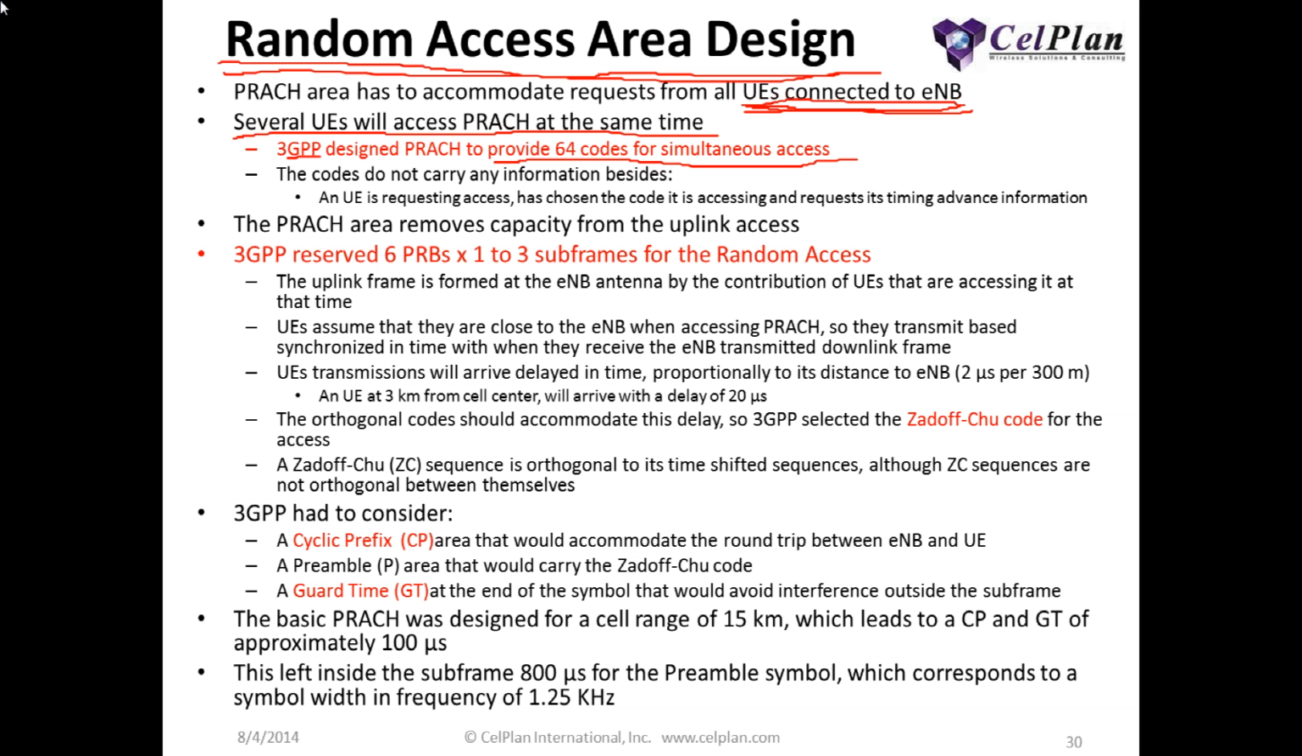One thing that is very important is that these codes do not carry any information. Basically, besides saying, look, a UE is requesting access, the UE is not identified. A UE is requesting access, has chosen one of the 64 codes, and is requesting its timing advance information.